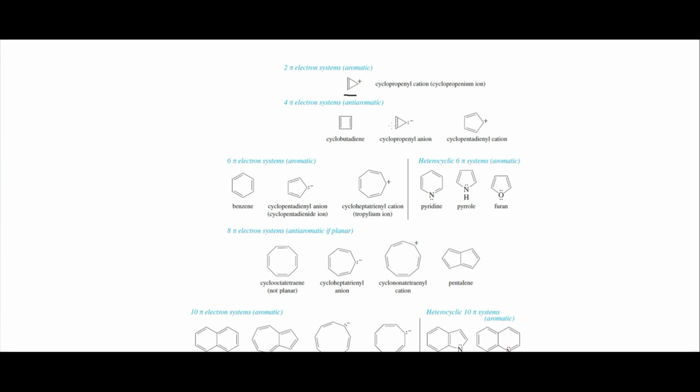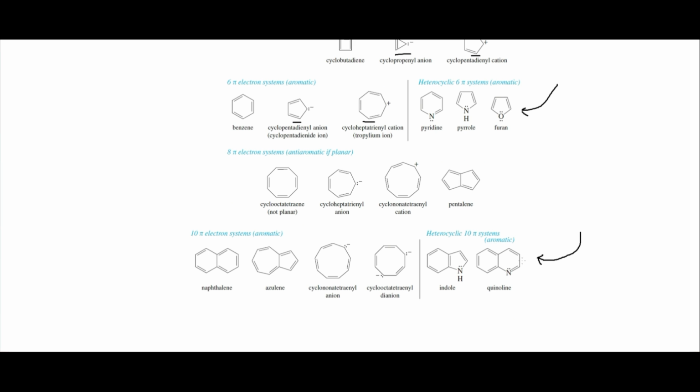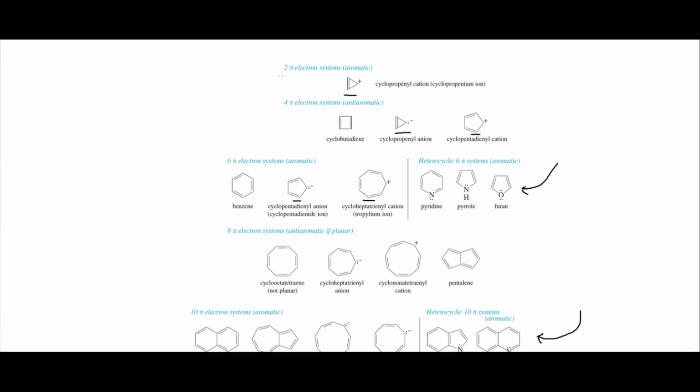We can have these ionic versions right here that are aromatic or anti-aromatic. We can have them right here that are aromatic. We can also have our heterocyclic compounds right there and right there. And again, we see Huckel's rule says that if it has 4n plus 2 electrons in the pi system, then it's aromatic. If it's just 4n, then it's anti-aromatic.